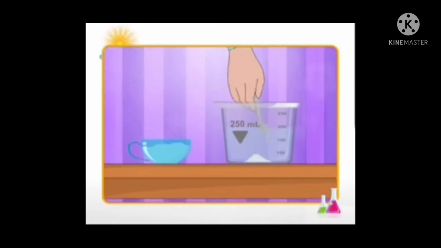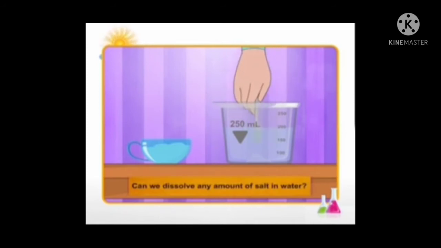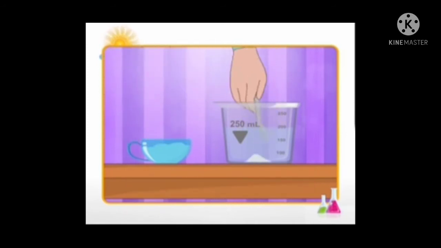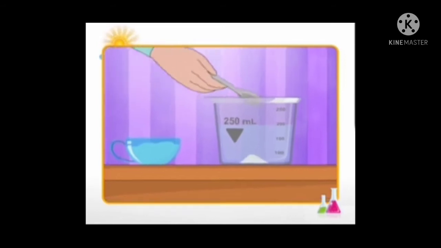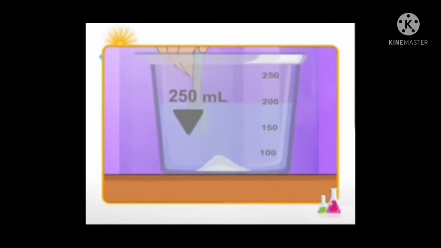Now, again add a teaspoon full of salt and stir well. Go on adding salt 1 teaspoon full at a time and stir well. After adding a few spoons of salt, we can find that some salt remains undissolved and settles at the bottom of the beaker. This means that no more salt can be dissolved in the amount of water we have taken. Now, the solution is said to be saturated.